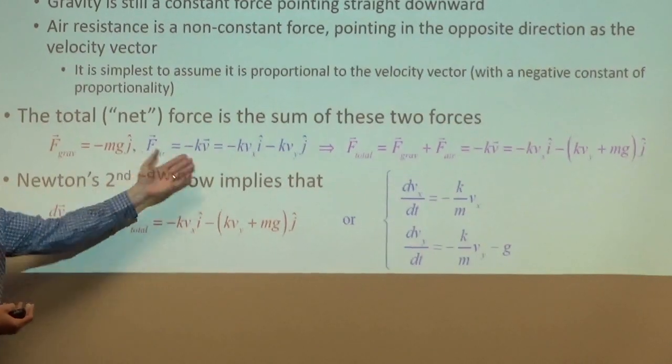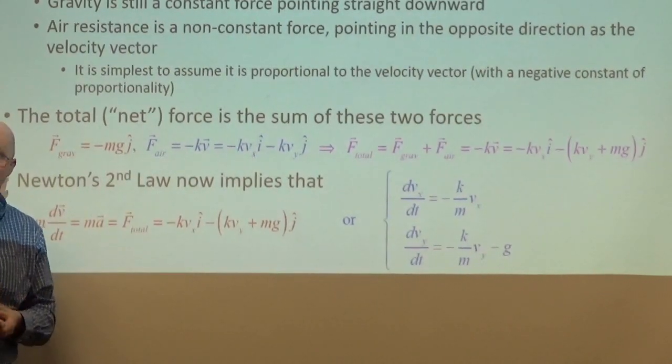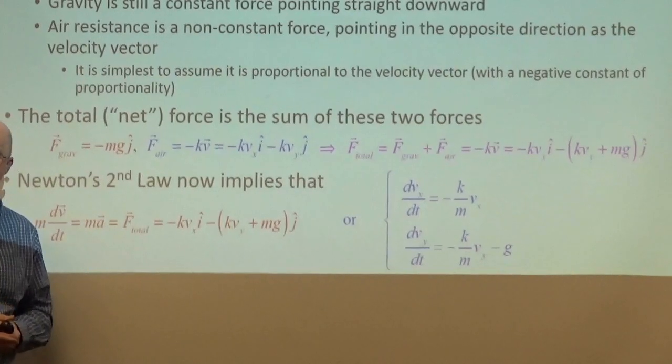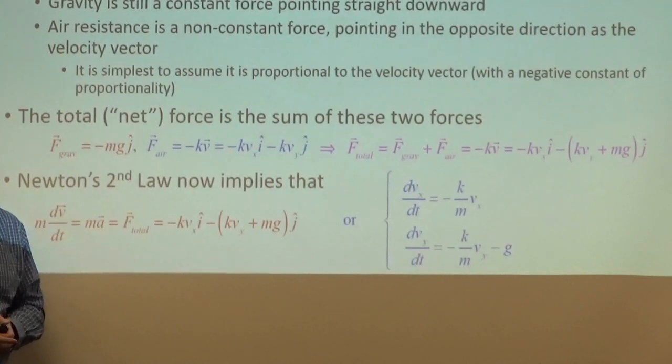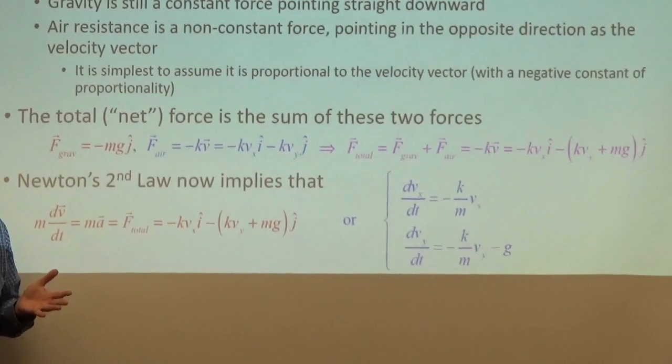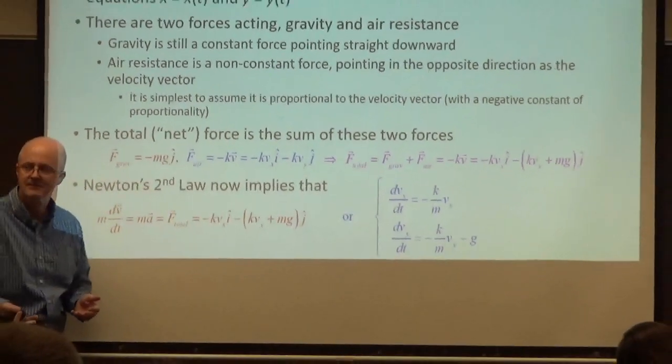k is related to air resistance. It's different depending on whether you're shooting a feather or a cannonball, for example. And again, it's not absolutely clear that it's accurate in all situations. It's just the simplest kind of thing to try next.